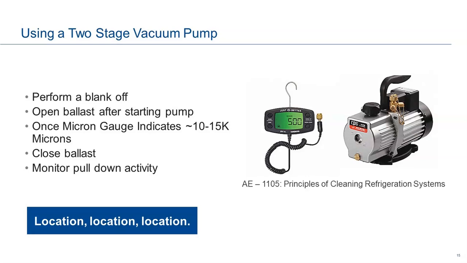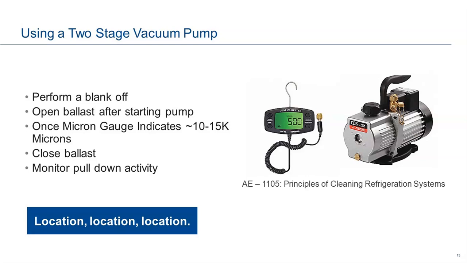Once the Micron gauge hits somewhere around 10 to 15K, thousand, on the microns, you're going to want to shut the ballast off. I did a lot of research on this a couple summers ago. Depending on the manufacturer, it's somewhere between 10 and 15,000 microns. Close the ballast and pull down. We want you to monitor the pull down activity, okay?